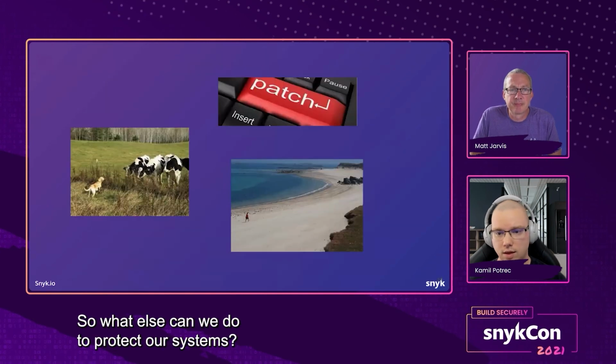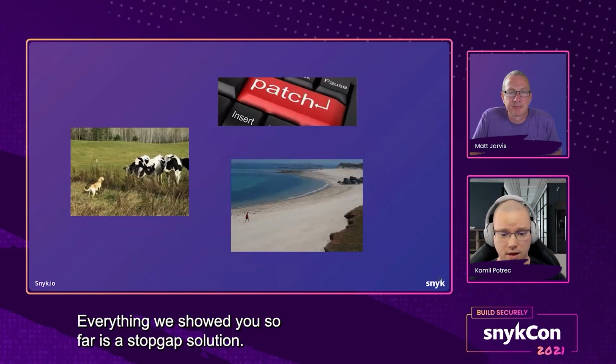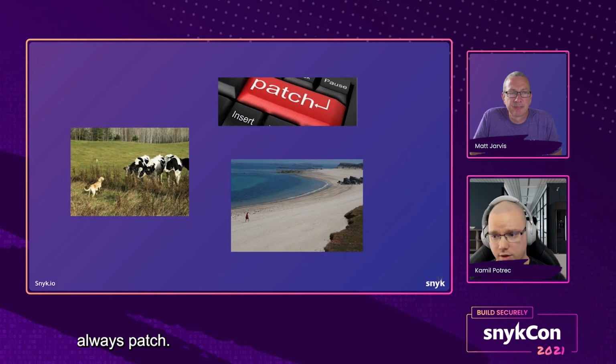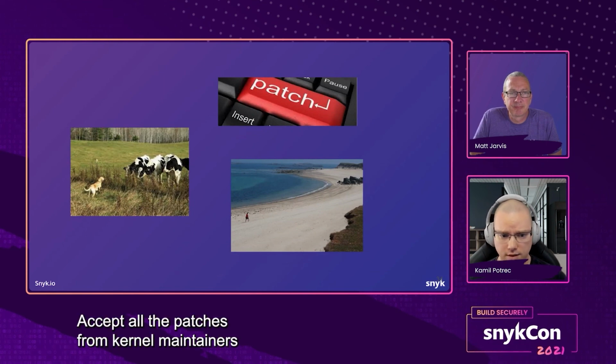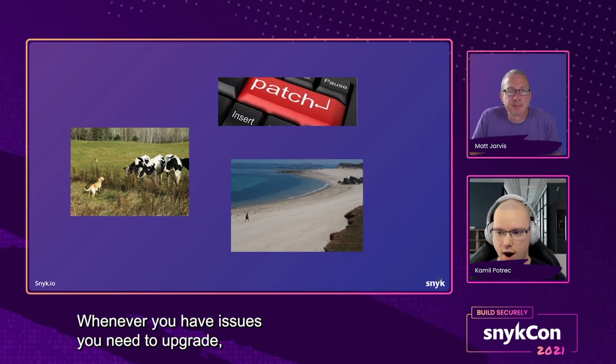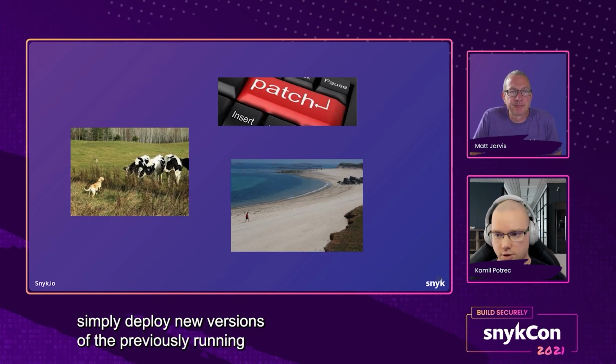So what else can we do to protect our systems? Everything we showed you so far is a stopgap solution. Whenever you have vulnerable code running in your kernel, always patch. Accept all the patches from kernel maintainers and patch your systems. Maintain your deployments as cattle, not pets. Whenever you have issues, you need to upgrade, simply deploy new versions of the previously running deployments.